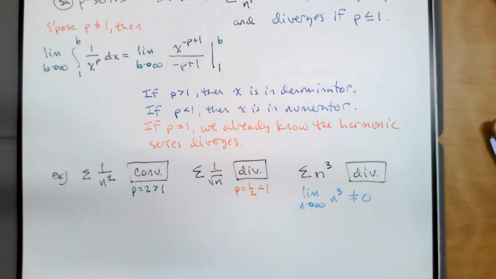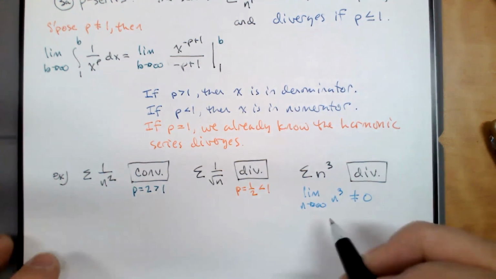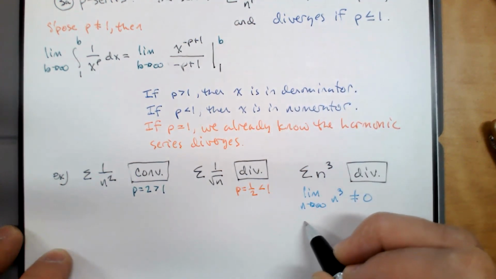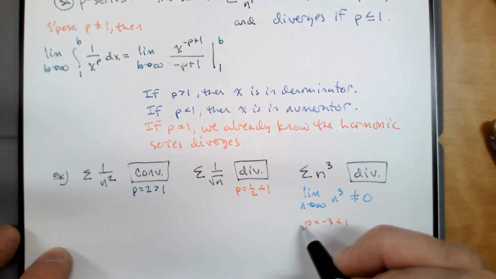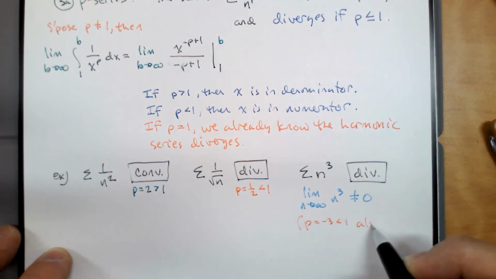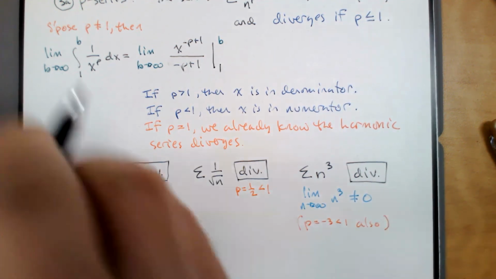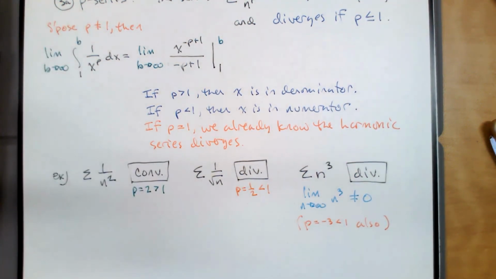But we could also justify it by saying there's a p series with p equal to -3, which is less than 1. But the primary thing we want to notice here is that the terms don't go to 0, so the series diverges.